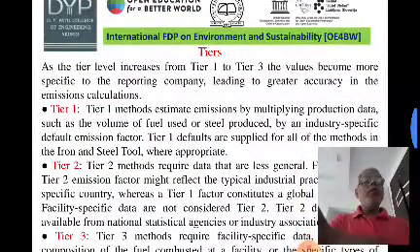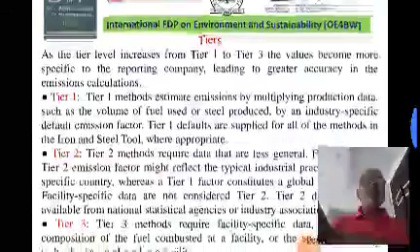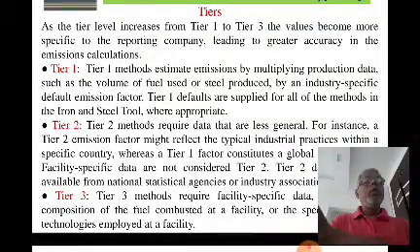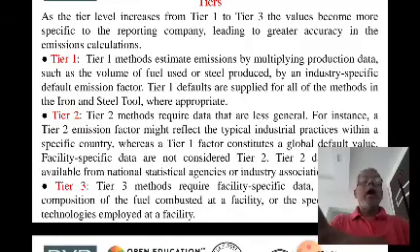So now we need to understand what the tiers are. Generally there are three tiers: tier 1, tier 2 and tier 3. As the number goes on increasing from 1, 2 towards 3, the value becomes more specific to the reporting company, leading to a greater accuracy. That means in tier 3 the values are more specific and accurate.